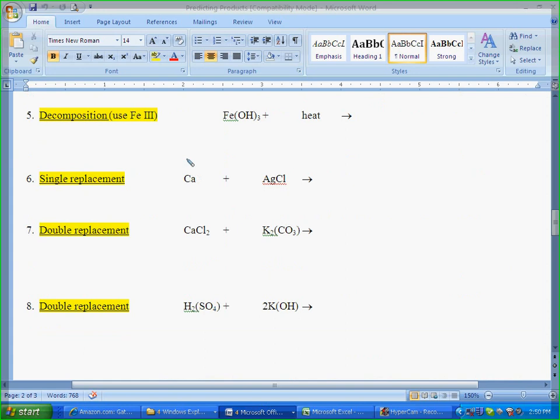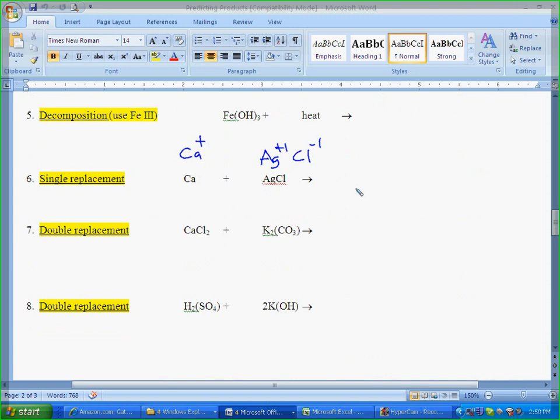Let's see. Well, you've got to look at the charges, right? If you write everything down above it, Ca has a charge of +1. Ag has a charge of +1. And Cl has a charge of -1. And if you don't understand that, go to the how do I get oxidation numbers part. But if we look at this, your Ca is going to have to switch with the Ag, because in the end, you're still going to need to have a plus and a minus together.